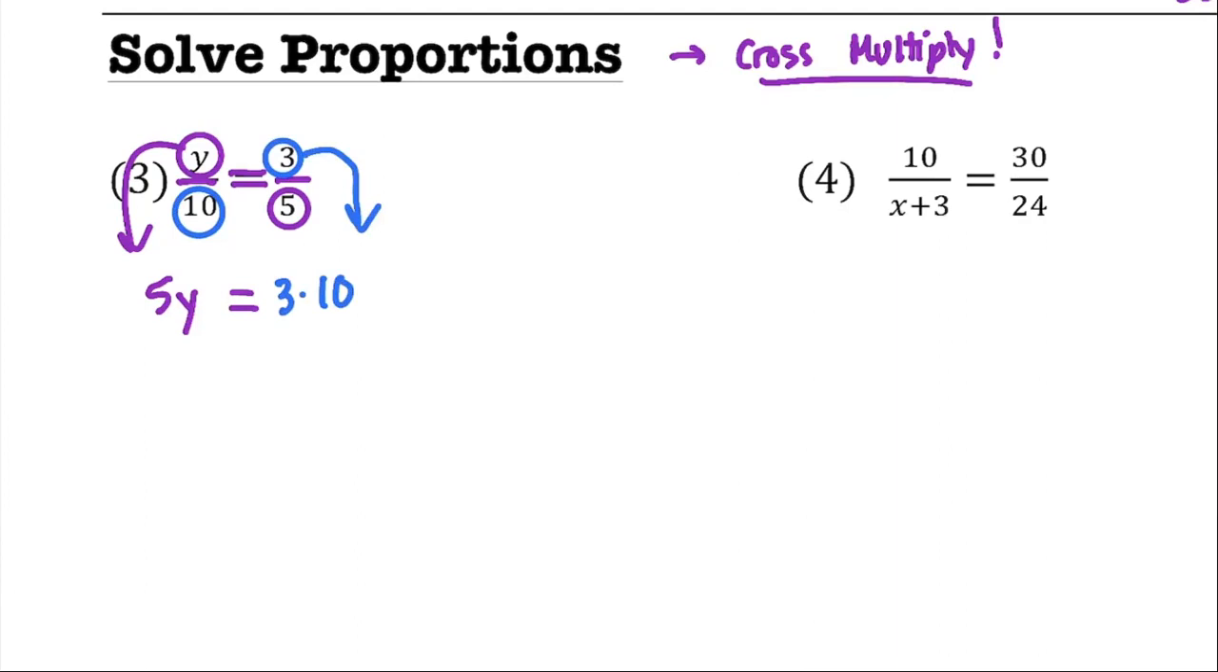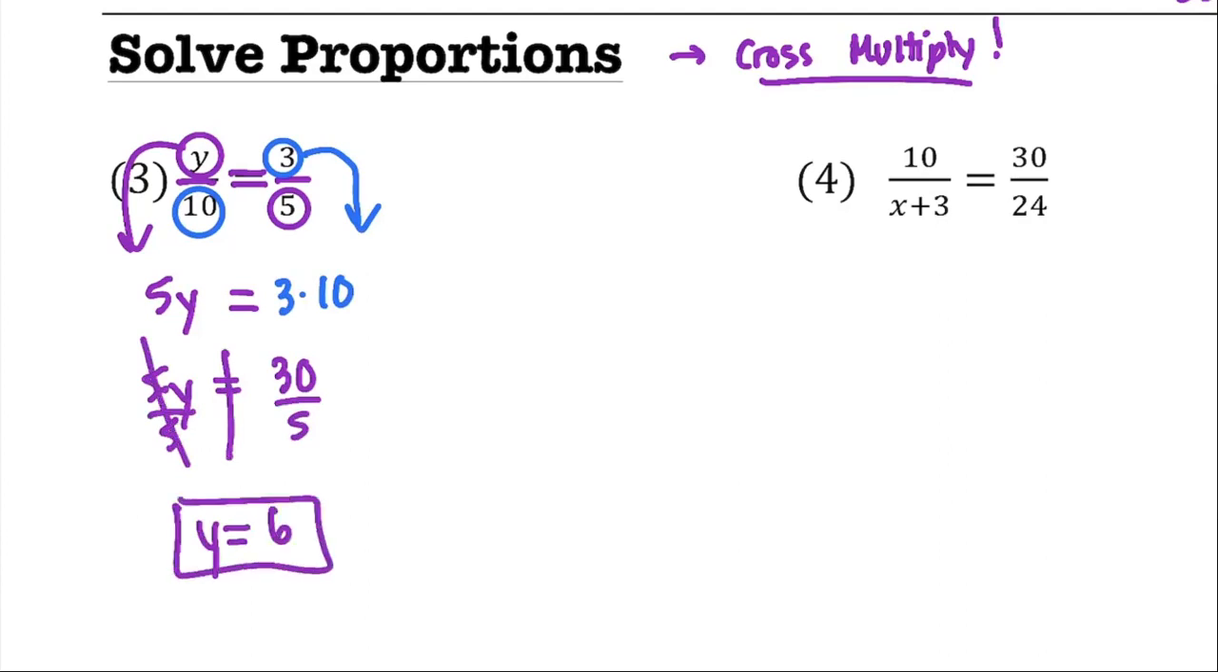Now, you could have done those on different sides. It doesn't matter what side of the equation you put those on. But the awesome part about cross multiplying is if we simplify the right side, 3 times 10 is 30. This becomes a problem that's a whole lot easier to solve. In order to get y by itself right now, we are multiplying by 5. So to get y by itself, we are going to divide both sides by 5. And we're going to get our final answer of y equals 6.